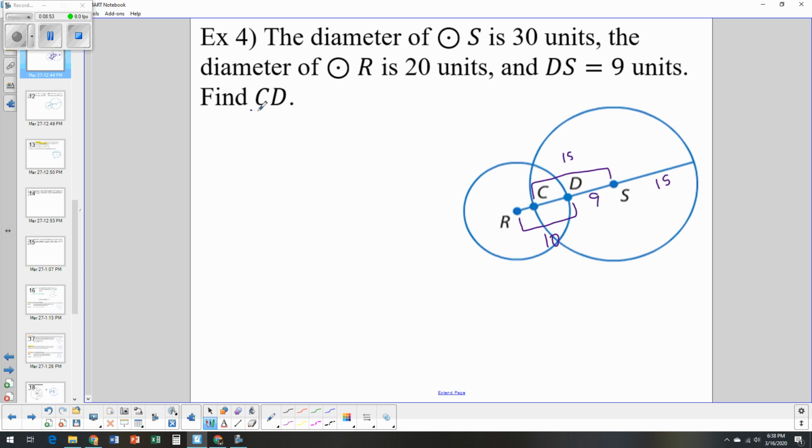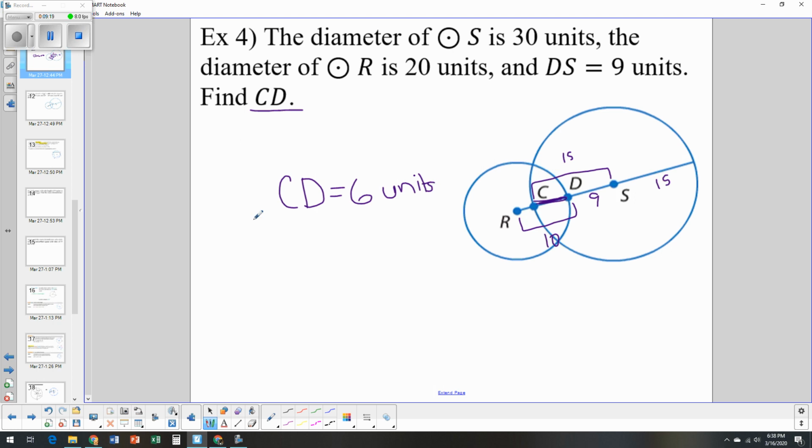We want to find CD, and we see that CD is right here. If you remember back from chapter 1, the segment addition postulate says that any two segments together will equal their whole or their sum. So something plus 9 is going to give me 15. So I'm going to do 15 minus 9, and that'll allow me to say CD is 6 units.